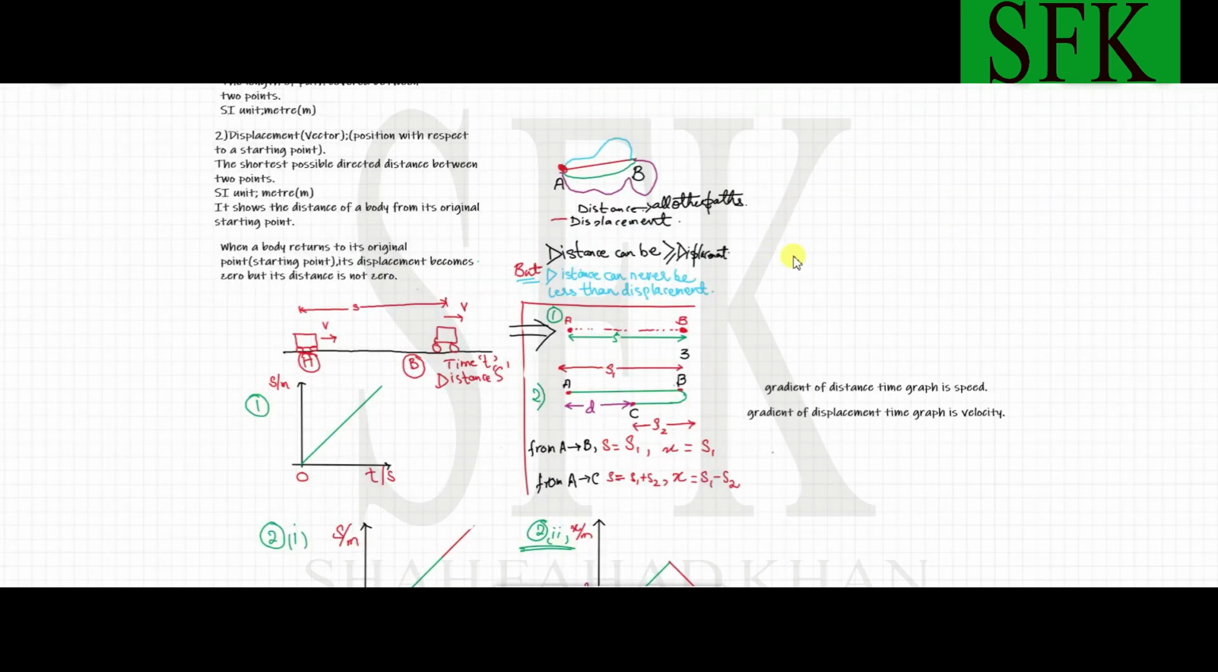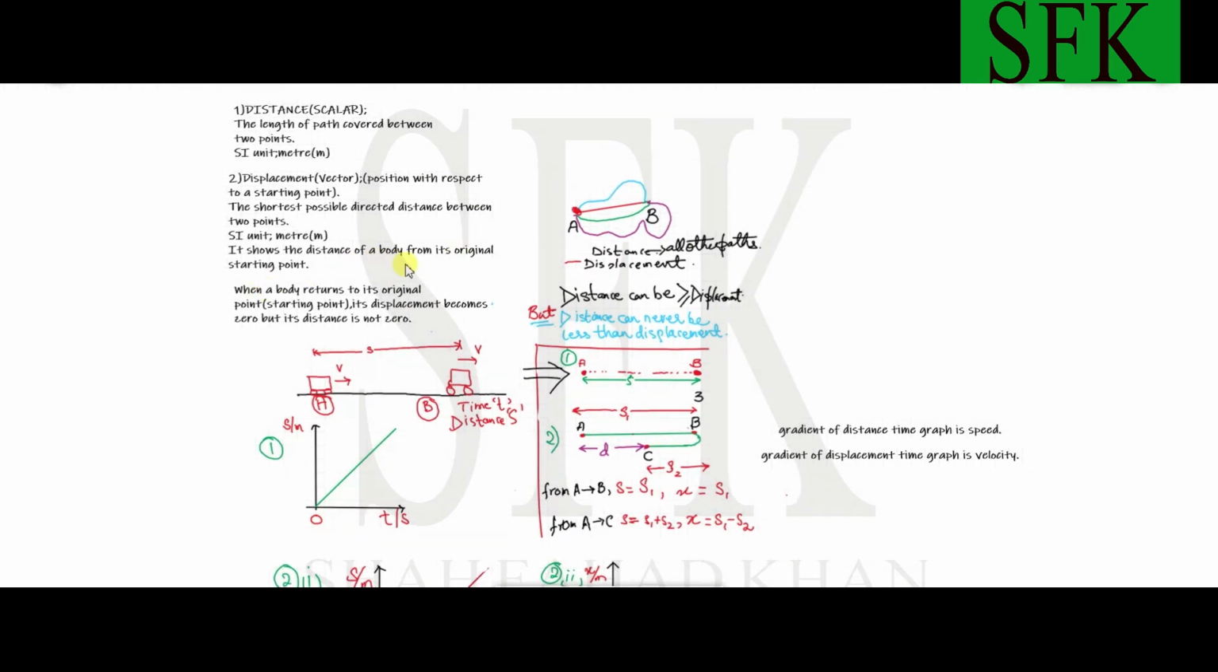One more important thing, when the body returns back from B to A, then with respect to A, its displacement becomes 0 because the distance from A at A is 0. So whenever a body returns to its original starting position, its displacement becomes 0, but its distance is not 0. Why is the distance not 0?